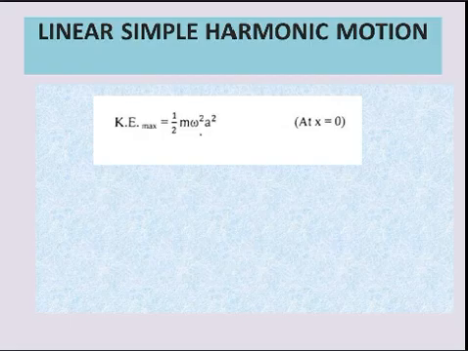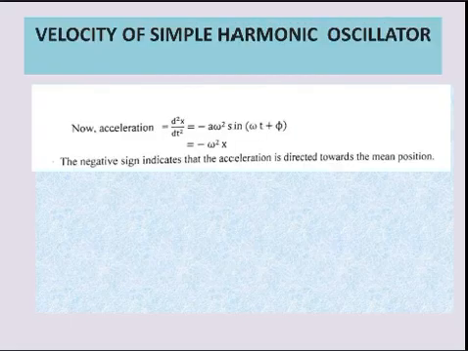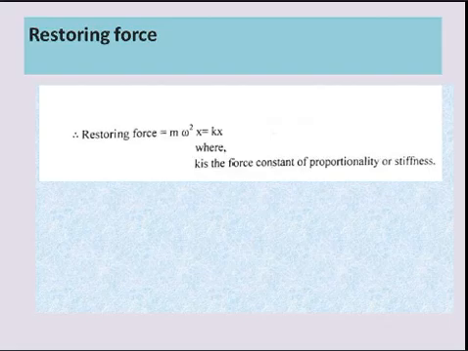Kinetic energy max is given by half m omega square a square, and here x is equal to 0, that you should remember. Acceleration is given by d2x upon dt square. When we substitute the value of x and differentiate, we will obtain minus omega square x. The negative sign indicates that acceleration is always directed towards the mean position. Now restoring force is given by m omega square x, which is nothing but k into x, where k is force constant or proportionality or stiffness. Remember this from numerical point of view as well as from fill in the blanks point of view.